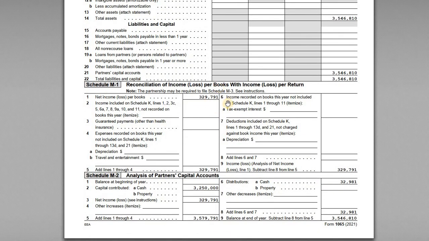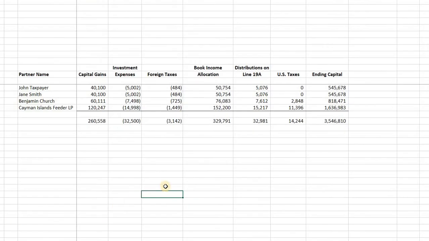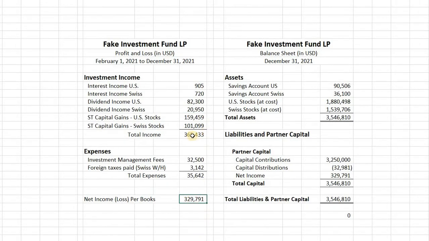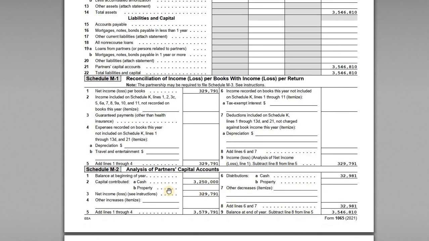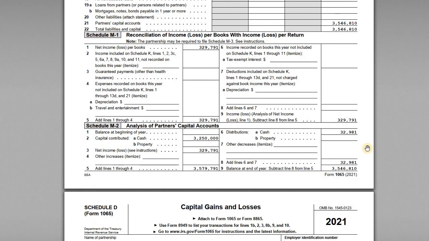So we've got the net income or loss per books, 329,791. That number again, we can see that on the financial statements, 329,791. So the total income minus the expenses minus the Swiss withholding tax. And then M2, right? So we'll roll forward to the capital accounts. 3.25 in cash was committed. That's the net income or loss per books minus the distributions. There's our ending capital number.